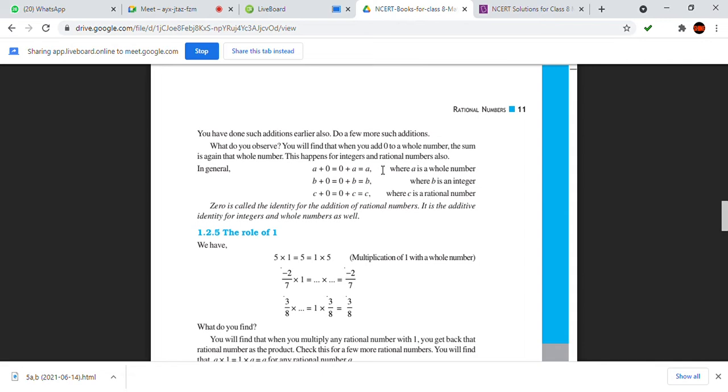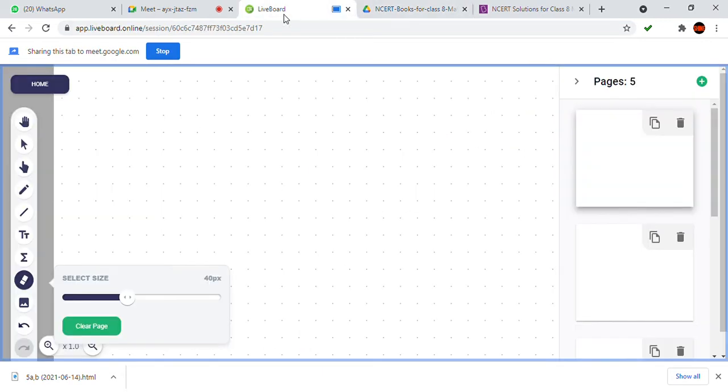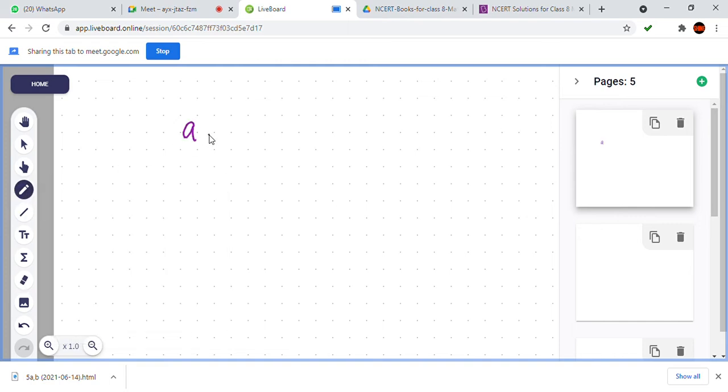Below you write a plus 0. Whatever number a is, a plus 0 is equal to 0 plus a, that is equal to a. Whether we add 0 to a or 0 plus a, your answer will be the same a. So we can say 0 is the additive identity.